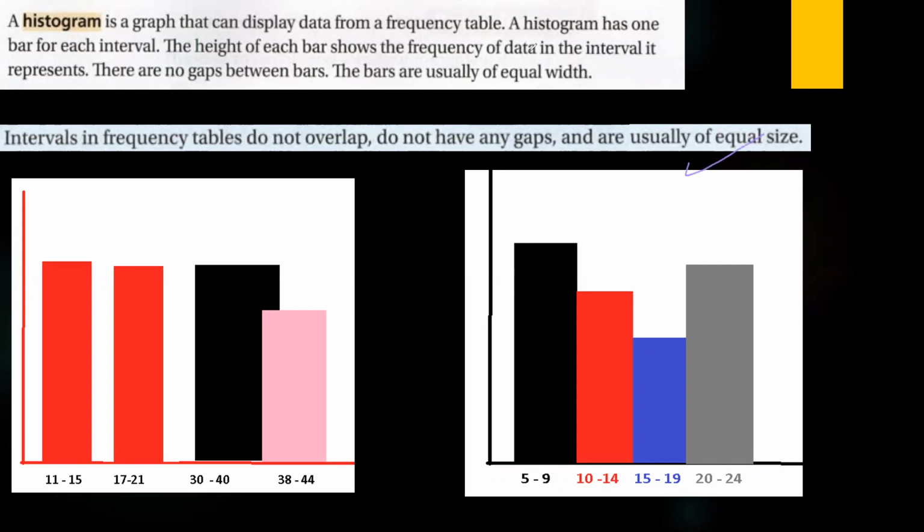Is there any gap here between them? Is there any space? Or are they connecting to each other? They connect to each other. So there's no gaps. Is there an overlap? Is there any number that comes up over any gap, or are they extended? No. So this is correct. If I want to draw the histogram, I must draw them with the same equal size. They don't have any gap and they don't overlap.